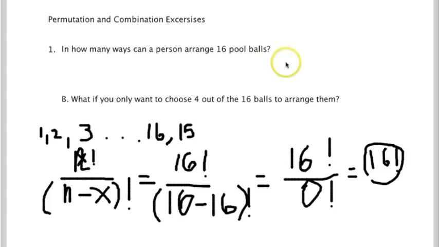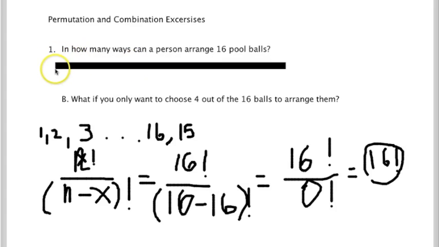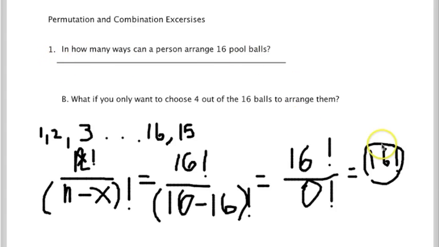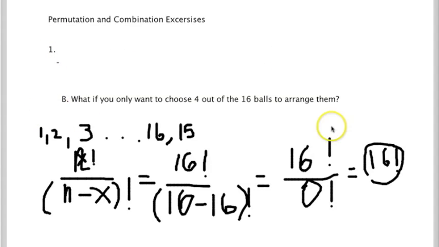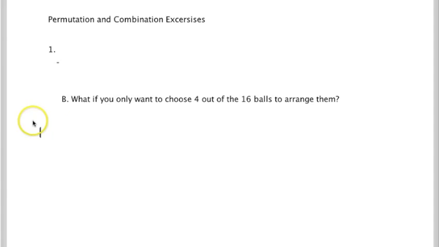Alright, and that's this problem right here. We finished that, so let's get rid of it so it doesn't get in our way. So let's get rid of the solution here. Okay, for B, we have the exact same problem except we're only going to choose 4 out of 16. So again, we already know that this is permutation because the order matters.